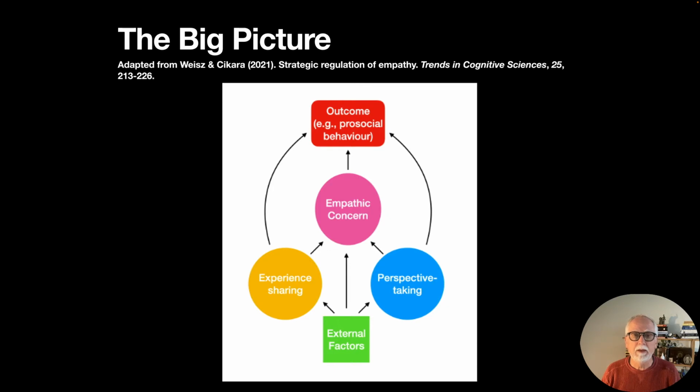Notice if we go right up the middle there, we can skip the experience sharing and the perspective taking by just jumping straight to sympathy, to that empathic concern. So that's also possible here. And you can also see that experience sharing and perspective taking could also lead to pro-social behavior according to this model without any empathic concern. But let's go ahead and break this down a little bit more.